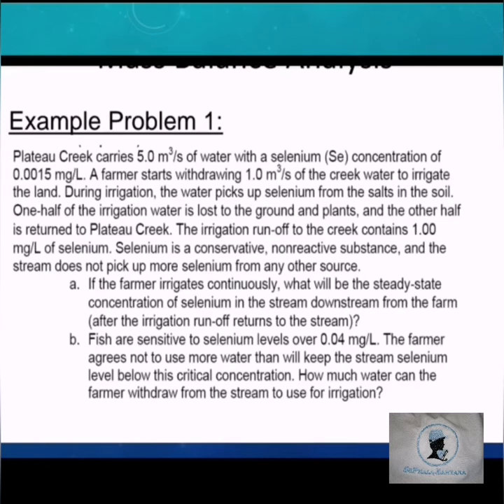So moving on, we are going to another question. This question is from the mass balance analysis examples for 2019 in the various lecture slides. This question states that a plateau creek carries 5 meters cubed per second of water with an SE concentration of 0.015 milligrams. A farmer starts withdrawing this amount of the creek water to irrigate the land. During irrigation, the water picks up SE from the salt in the soil. One half of the irrigation water is lost into the ground, and the other half is returned to the creek. The irrigation runoff contains 1 milligram per liter of SE. SE is a conservative non-reactive substance, and the stream does not pick up any other SE from any source. If the farm irrigates continuously, what will be the steady state concentration of SE in the stream downstream from the farm?